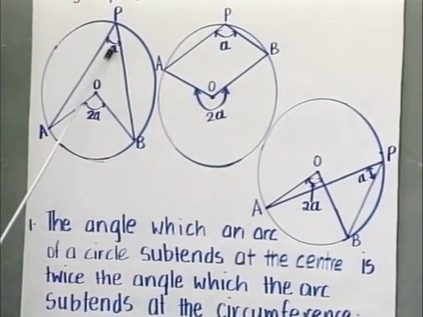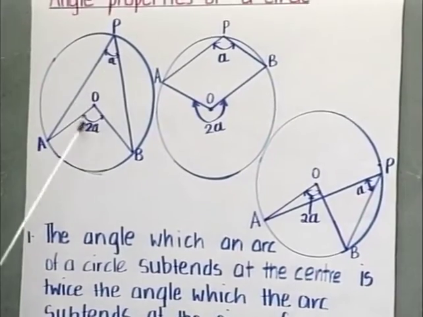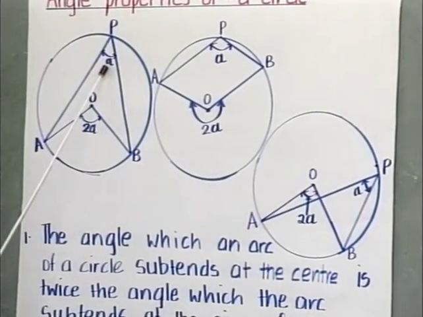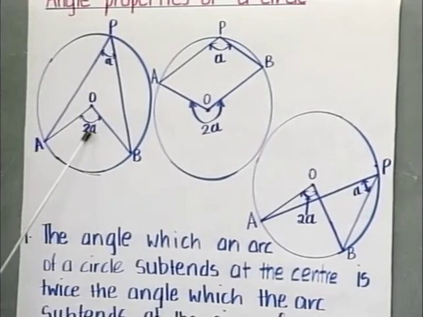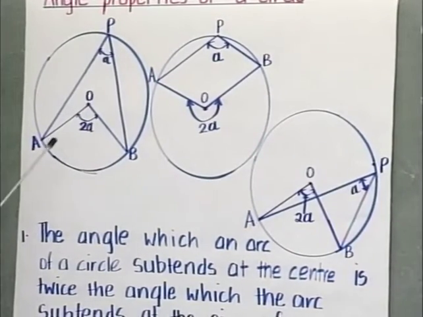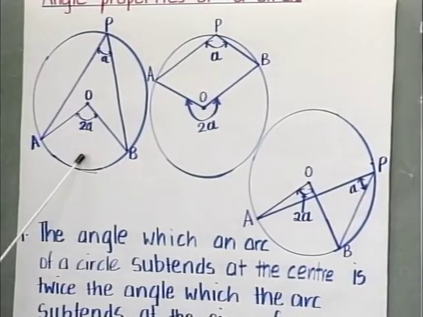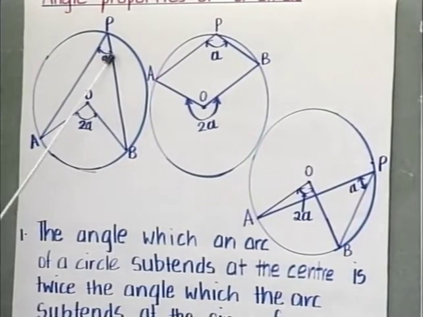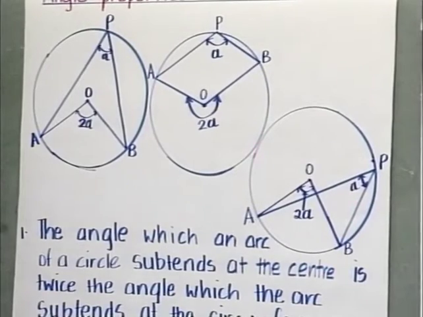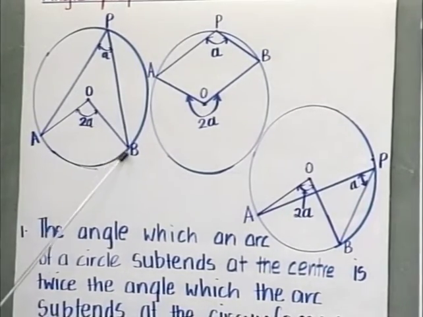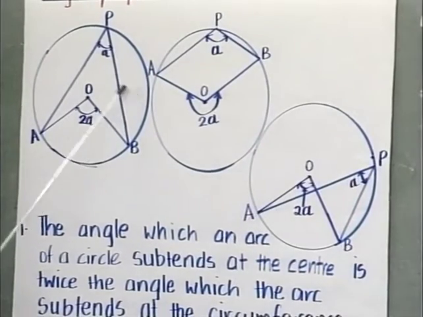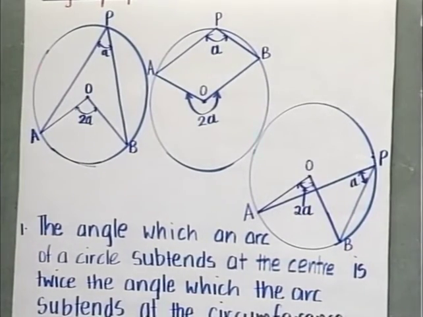So if this angle is marked A, the size of this will be 2A. If this angle is 60 degrees, this angle there will be 120. If this is 150 degrees, what will this angle be? 75 degrees. Okay, so that's property 1. But it's got to be the same arc that subtends those 2 angles. All right? That's property 1.